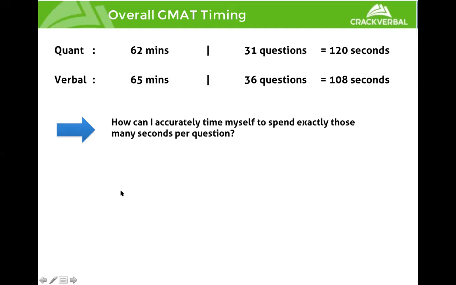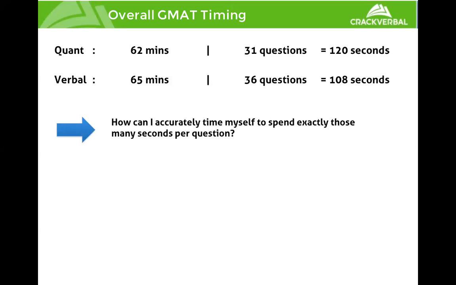Now, what we always believe is that maintaining timing over 1 hour can be very hard. So in quant, for example, I know I have to spend only 2 minutes per question. That much I understand. But when do I check? Do I check at question number 10? Do I need to check at question number 20? So I would suggest a very simple way to go about doing this, right?